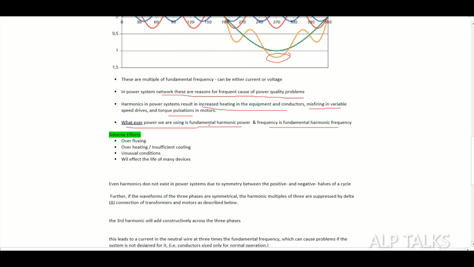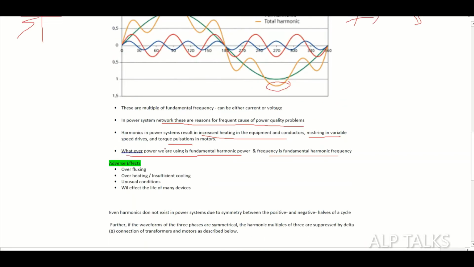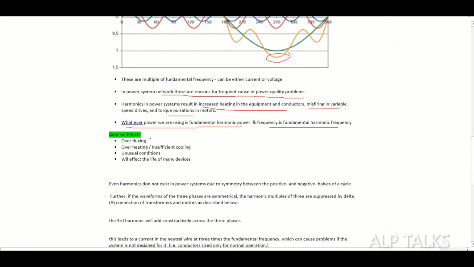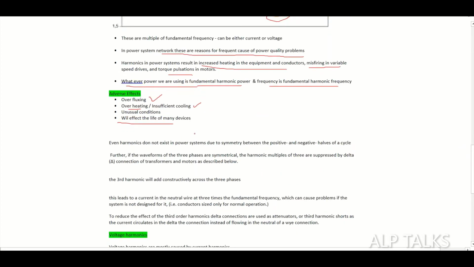So what is the problem with this? Whatever extra figure is contributed, here it may be around 30%, otherwise it may be around 20% in this case, as extra magnitude. So it may cause overfluxing, it may cause overheating, or whatever cooling we consider normal may not be sufficient. It will impact the life of many devices. So these things we have to take care of. So how can we take care of these things?